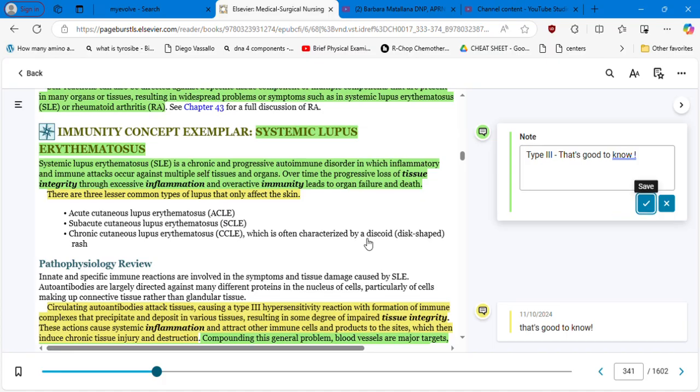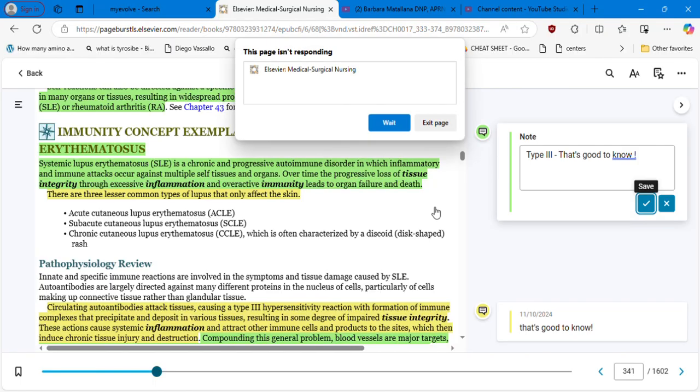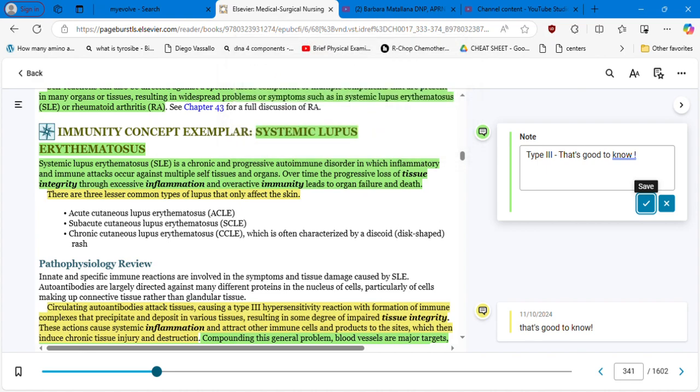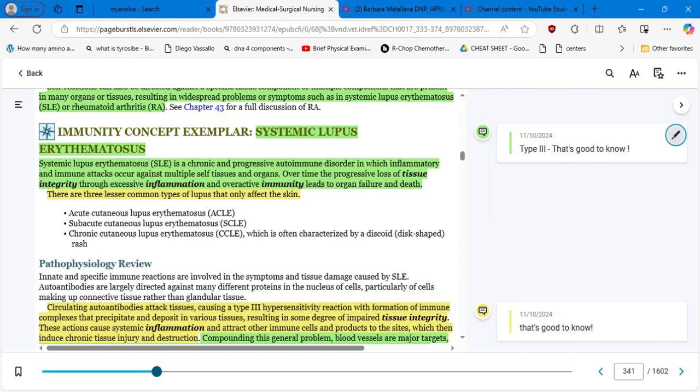Okay, so systemic lupus erythematosus is a chronic and progressive autoimmune disorder in which inflammatory and immune attacks occur against multiple cell tissues and organs. Over time, the progressive loss of tissue integrity through excessive inflammation and overactive immunity leads to organ failure and death. There are 3 lesser common types of lupus that only affect the skin, and these are the acute cutaneous, the subcutaneous type, and the chronic cutaneous lupus erythematosus.